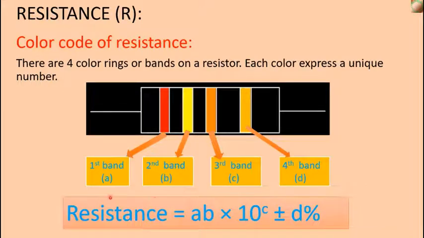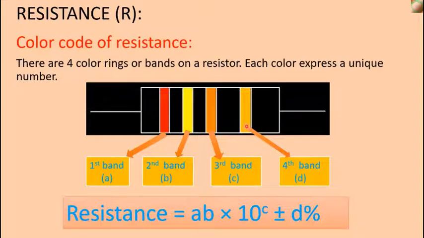The resistance of this resistor is written with the first band A and the second band B together, AB, where A is the number of the first band and B is the number of the second band, into 10 to the power of the third band number C. Suppose the first band is 3 and the second band is 2, and the third band number is 2, then we write 32 into 10 to the power 2, plus minus D percent. The fourth band is D.